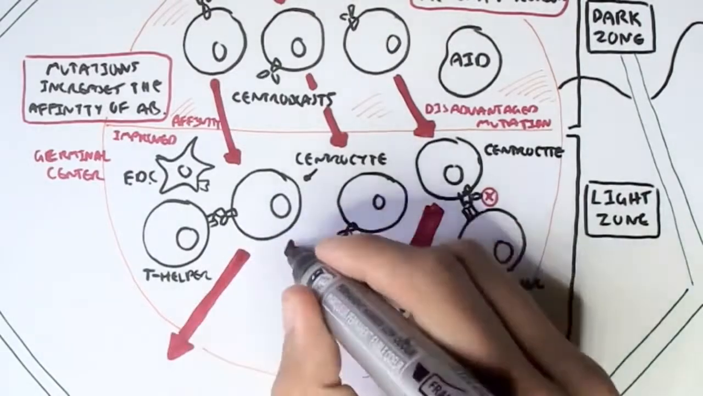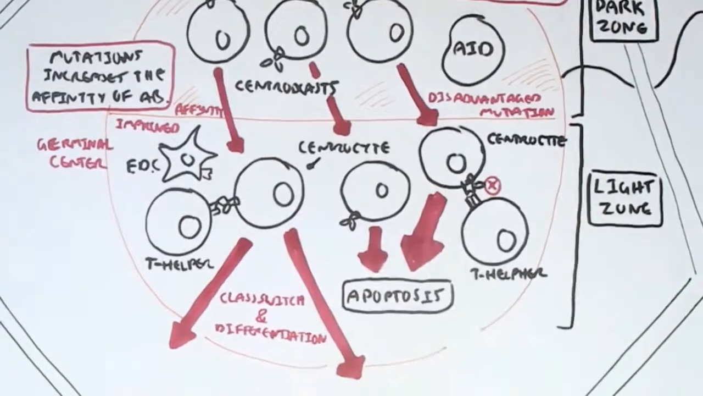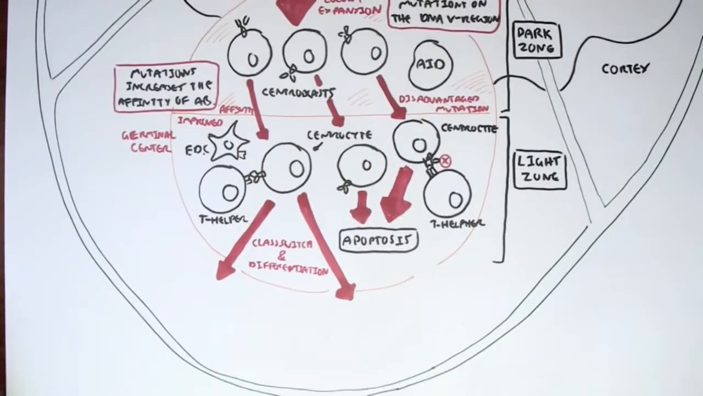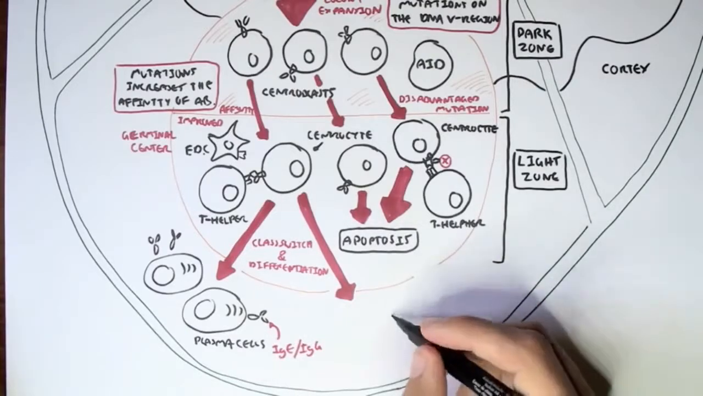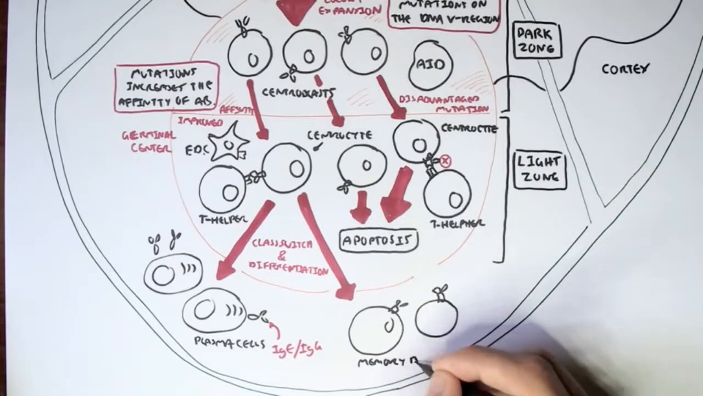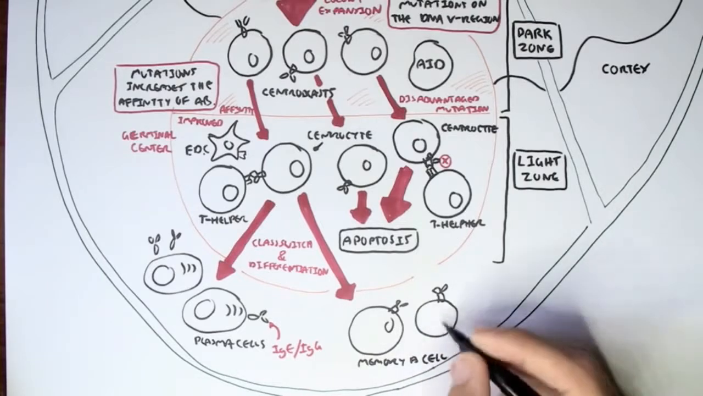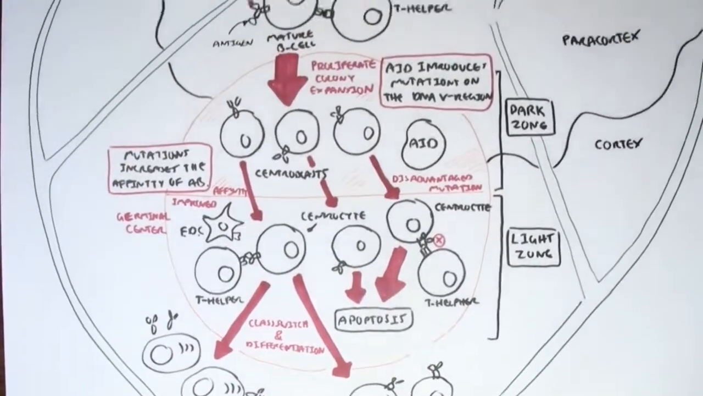And so this particular centrocyte will undergo a process called class switching and differentiation, where it will become either a plasma cell or a memory B cell with a different type of antibody class, such as it can be an IgE or IgG antibody. So that is class switching.